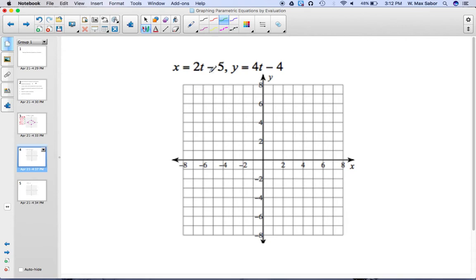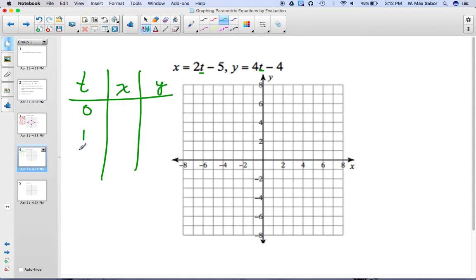All right, the variable, once again, is t. So we're going to create a table with t, x, and y. Let's plug in 0, 1, 2. We'll find out afterward if we need to plug in more points. So plug in 0, we get out -5. Plug in 1, we get out -3. Plug in 2, we get out -1.